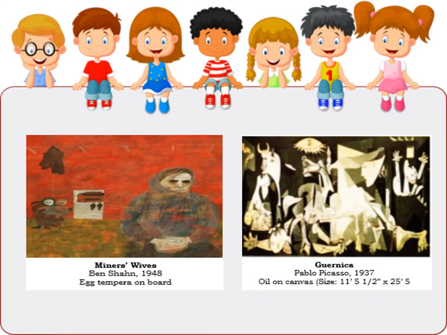So the pictures on your screen show the artwork of Ben Shahn and Pablo Picasso in Social Realism. We have The Miner's Wives by Ben Shahn in 1948. It uses egg tempera on board. And the next picture we have is Guernica by Pablo Picasso in 1937. It is an oil on canvas.